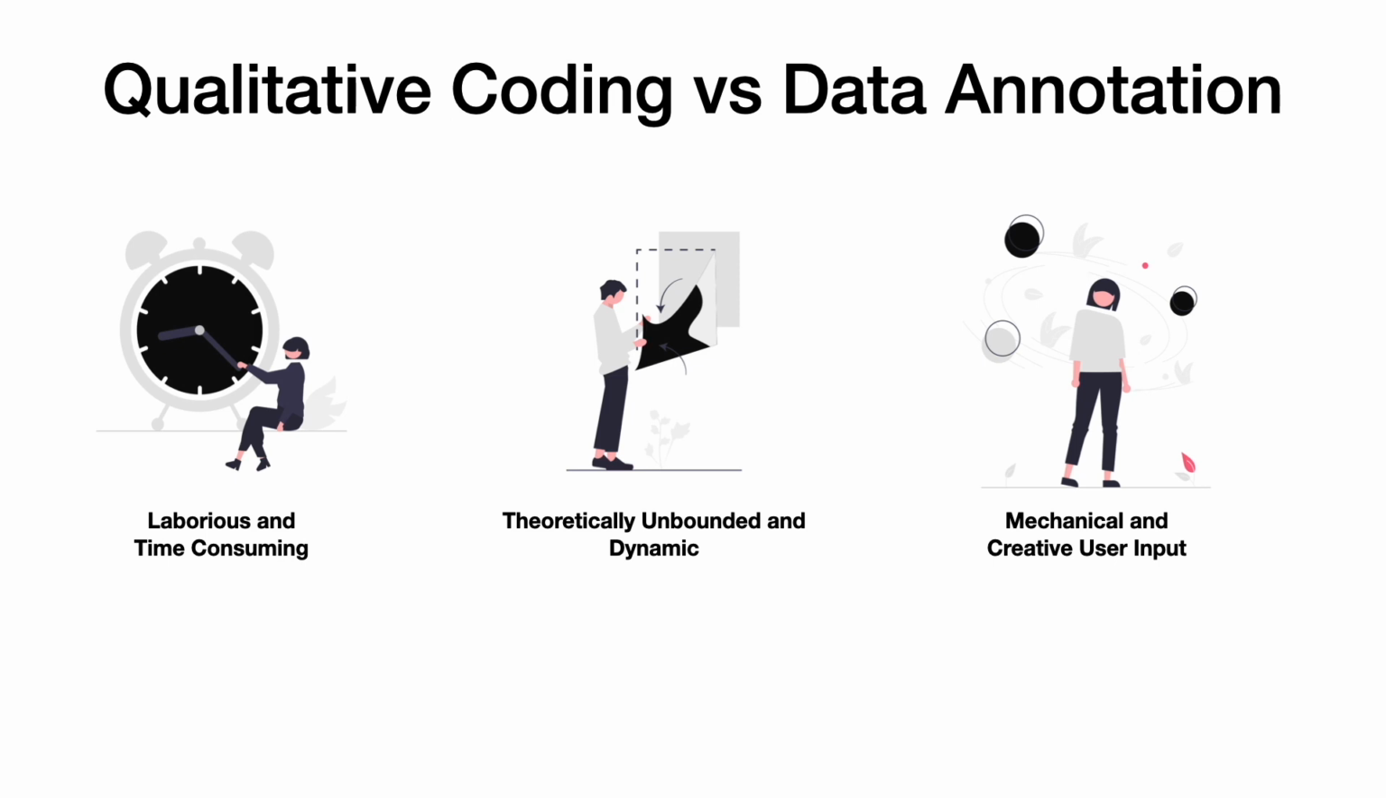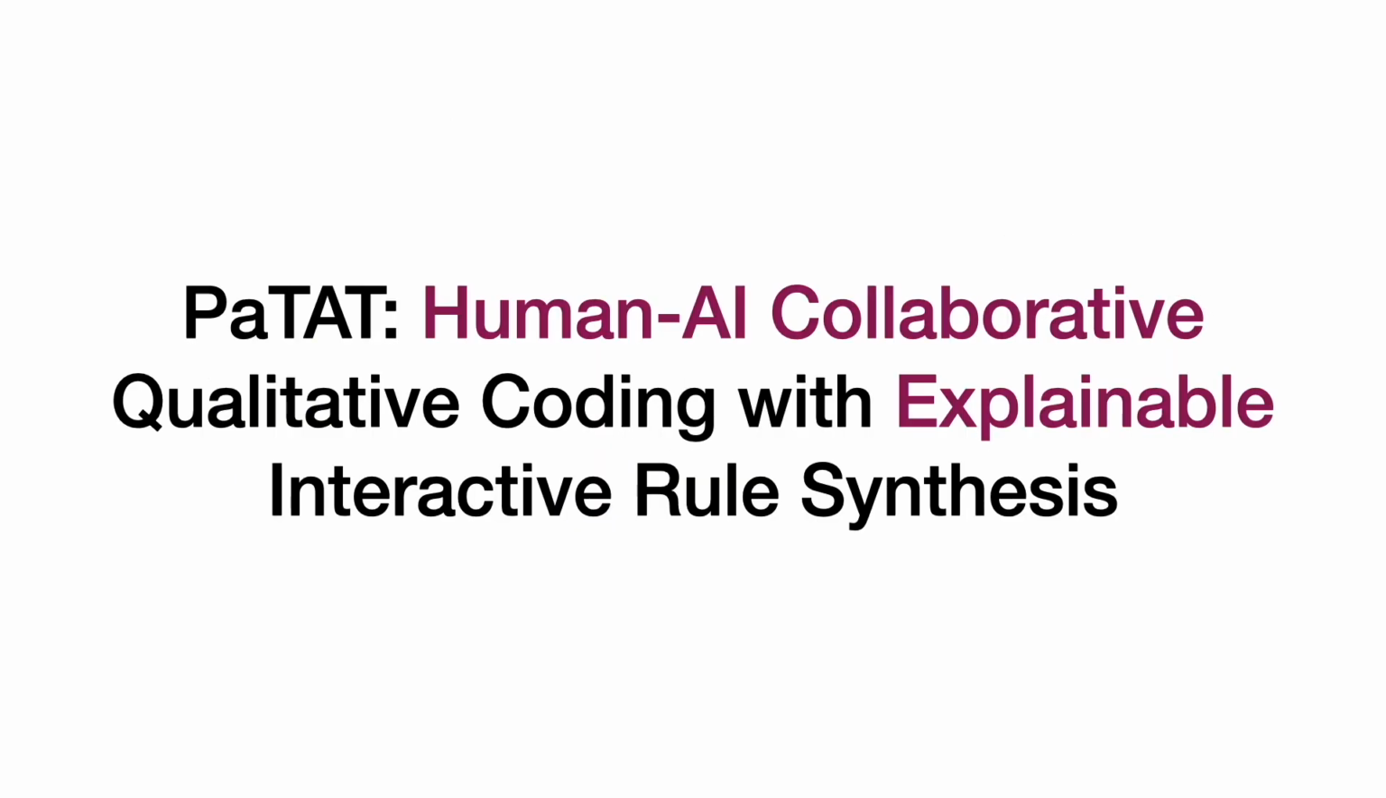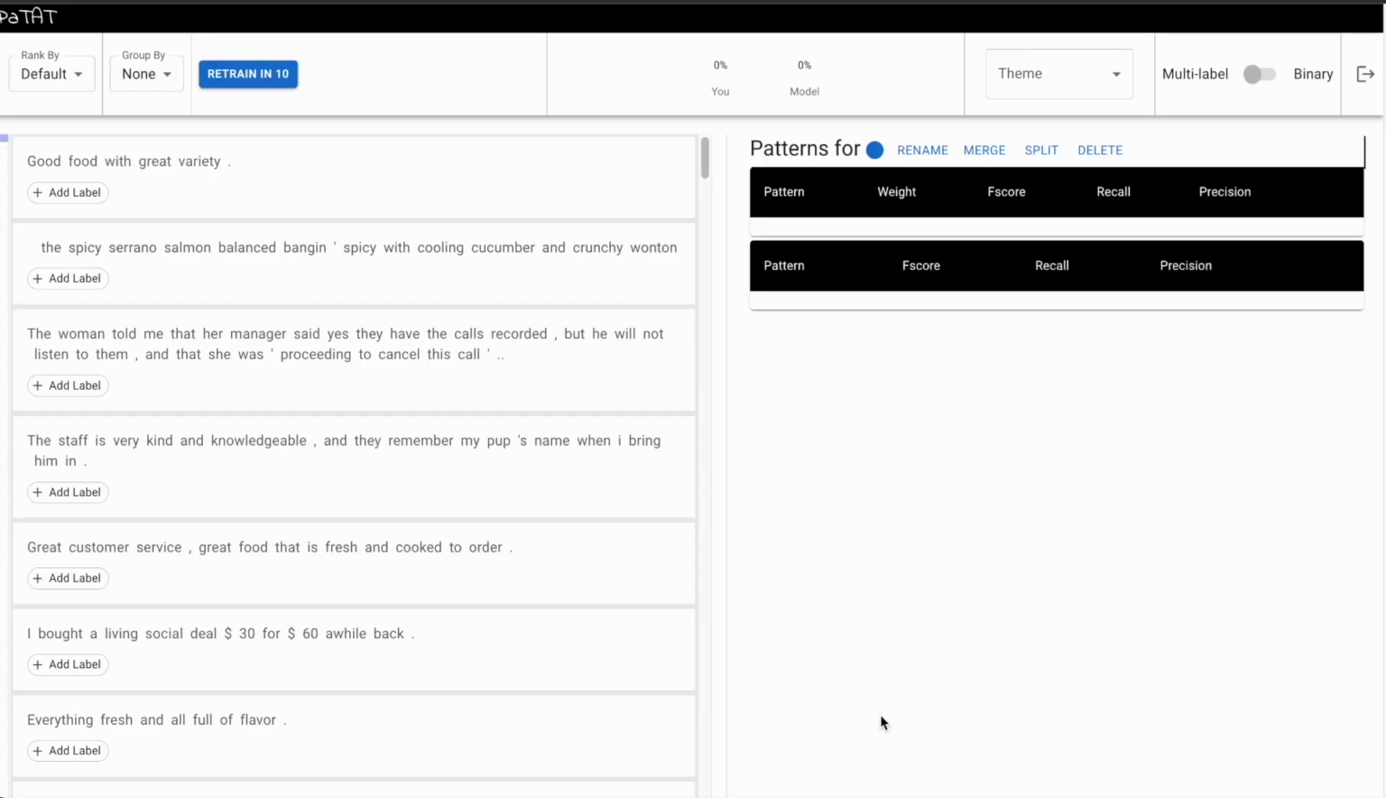inputs from researchers. To address these challenges, we present PaTAT, an AI-enabled tool that uses an interactive program synthesis approach to learn flexible and expressive patterns of user-annotated codes in real time. Let's start with an example scenario.